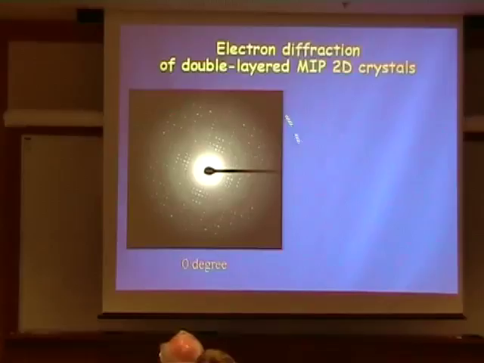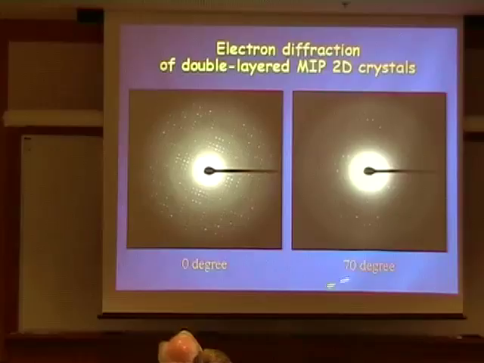And also, when we tilted the specimen to 70 degrees, because we really wanted to use only the diffraction, we wanted to have the data set as complete as possible. And by tilting to 70 degrees, we could minimize the missing cone. So even in these highly tilted diffraction patterns, we could get very strong diffraction, not only along the tilt axis, but also perpendicular to the tilt axis.